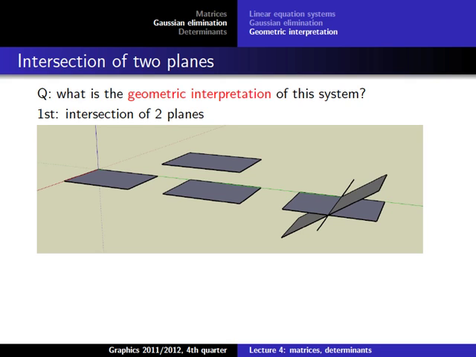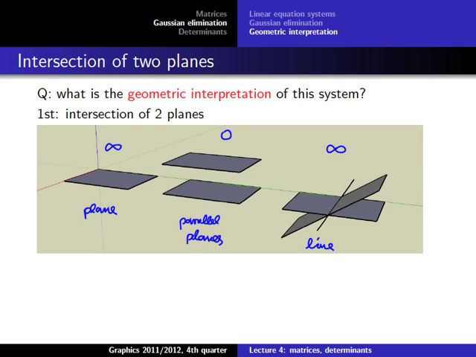They can, of course, intersect in a line, which means we have an infinite number of solutions which are represented by a line. They can also, of course, be identical, which means we also have an infinite number of solutions, but in that case the solution is a plane. But they can also be parallel, which means we have 0 solutions because we have parallel planes.